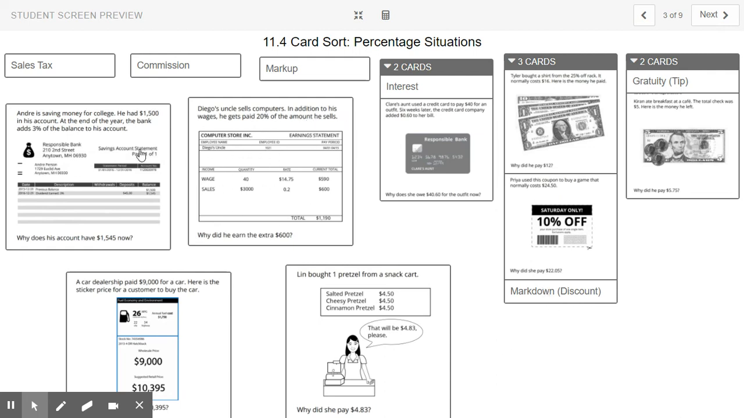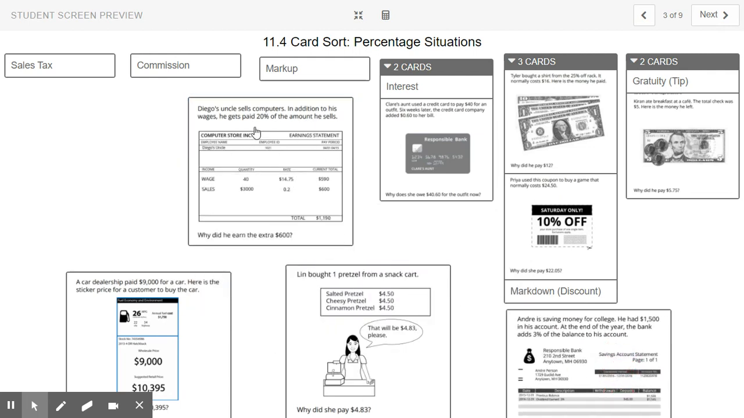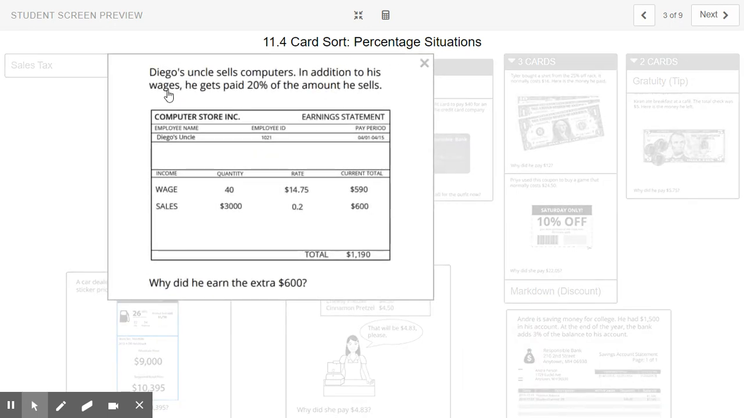Okay. Let's take a look at this one. Diego's uncle sells computers. In addition to his wages, he gets paid 20% of the amount he sells. Okay, so I'm looking at this. This is his paycheck stub. And notice here, so he gets a wage, and a wage in this case, I can tell it's hourly, okay? So this means 40 hours he worked for that week or pay period. Yeah, it was 2 weeks. And he gets $14.75. That's pretty good. So that means that his wage was $590 for that pay period.